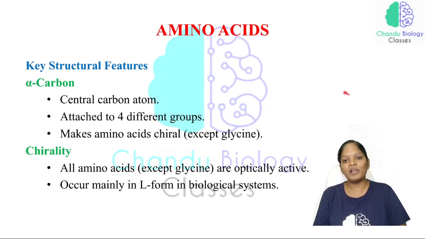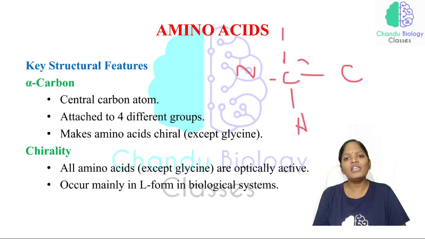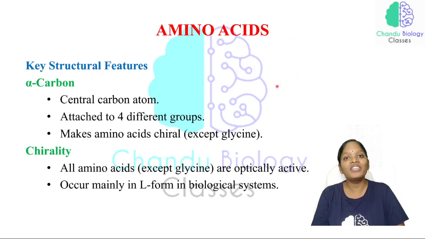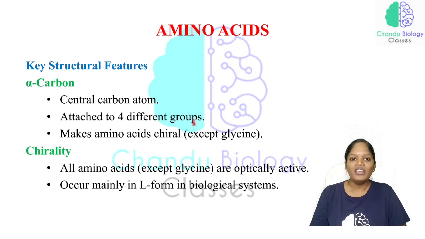But as I have explained before, we have glycine. One side amino group, one side carboxylic group, central carbon, and here also hydrogen, and here also hydrogen. This doesn't make the carbon chiral. So all other amino acids are chiral amino acids, except glycine, as it has two hydrogens on both sides. So what is meant by chirality? As I have explained before, these alpha amino acids are optically active. There will be no chirality in the case of glycine, as all four sides are not equal. So except glycine.